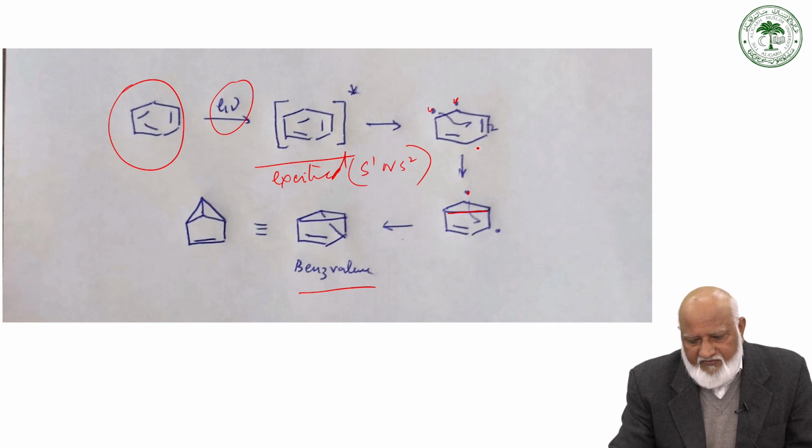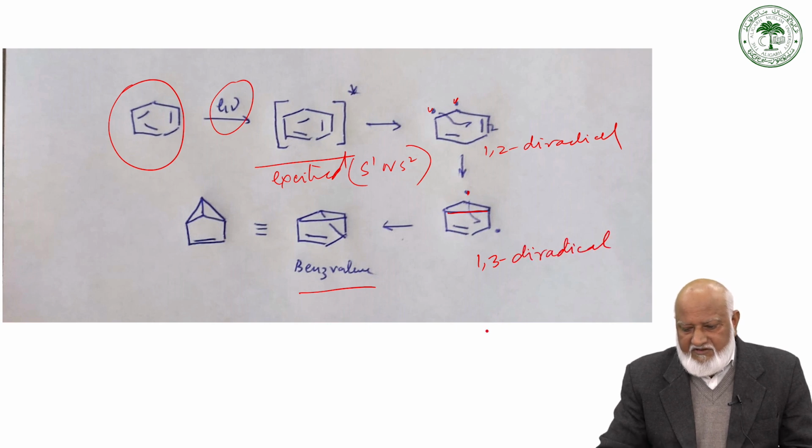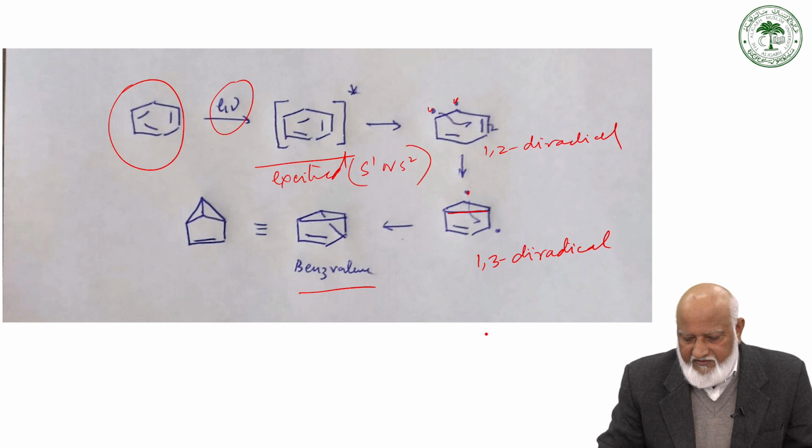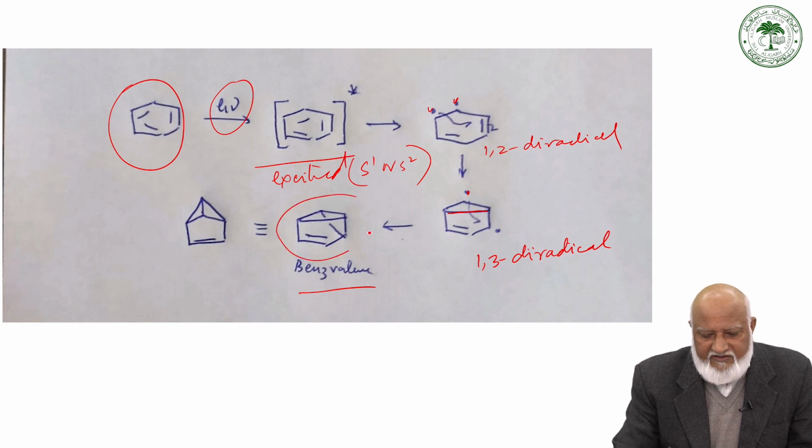and then give a 1,3 diradical. The 1,2 diradical goes to a 1,3 diradical, and then this 1,3 diradical once again can couple to give this product. So this is nothing but benzvalene, if you reorganize and write it in a better way.